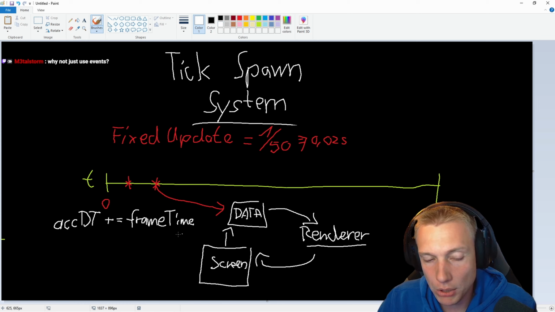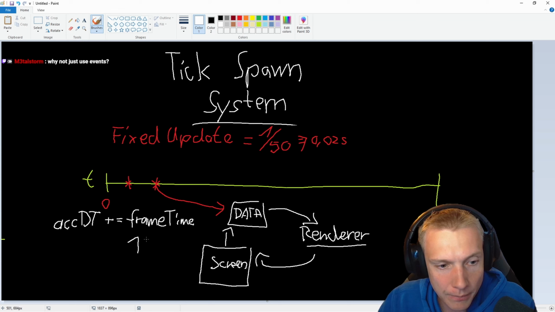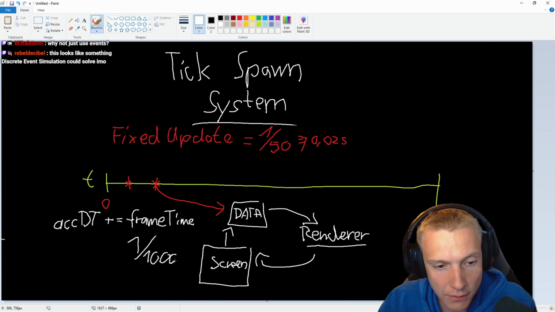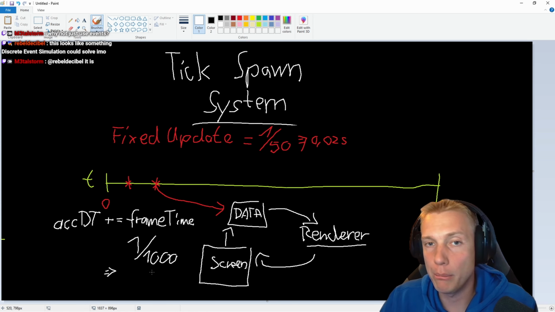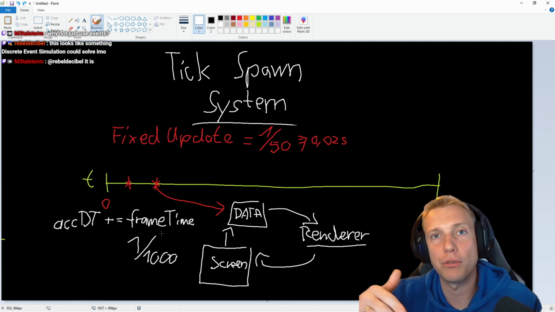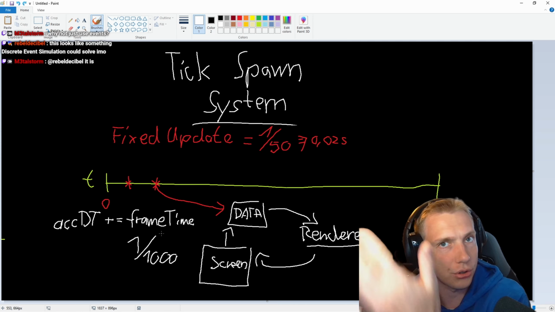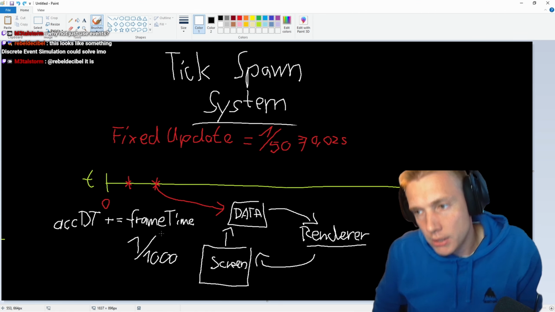And this frame time here could be very fast. In a 2D game, that could be 1 divided by 1,000, and 1,000 is your frames per second. Okay? So that would mean it's a very, very low number, because you're effectively just rendering something to the screen that's already there. It doesn't need to update itself.